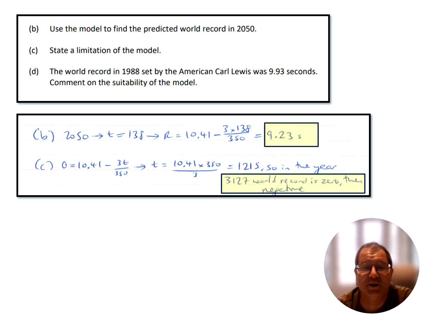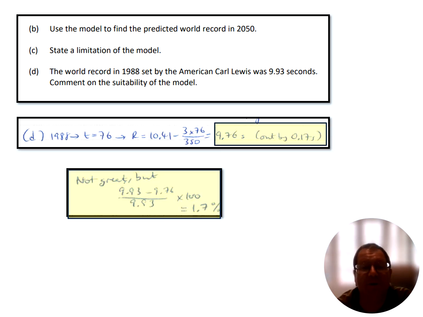Part C, state the limitation of the model. Well, I've substituted 0 for the world record, just as an example, again going back to the idea of it being ridiculous in the future. If you solve the equation with r as 0, you end up finding that t was 1215. Of course, that's not the year 1215, it's 1215 years after the first world record was set, implying that in 3127 someone will get a world record of 0 seconds, which of course doesn't make sense. And beyond that, we're going to end up with negative world records as the line continues.